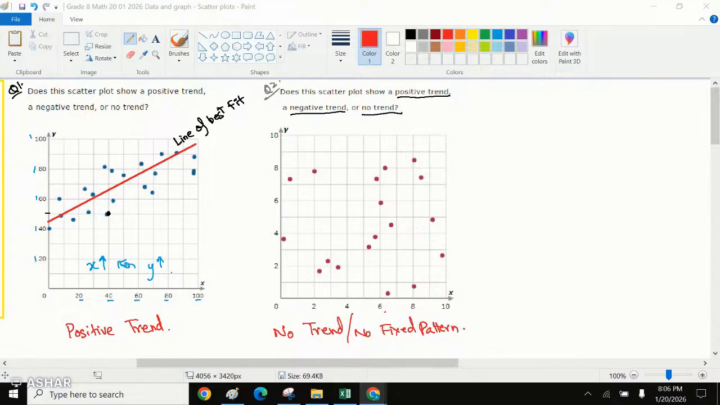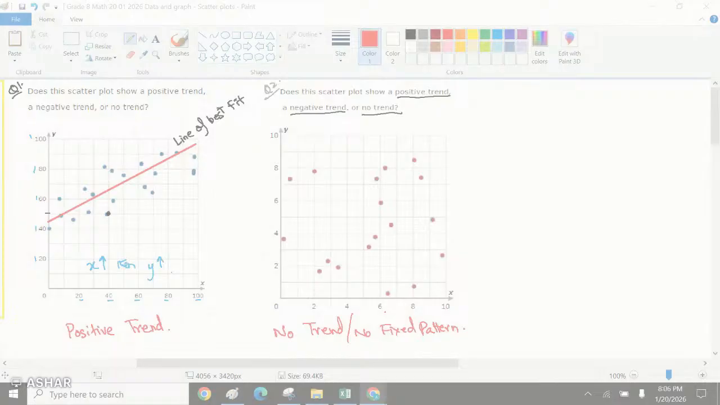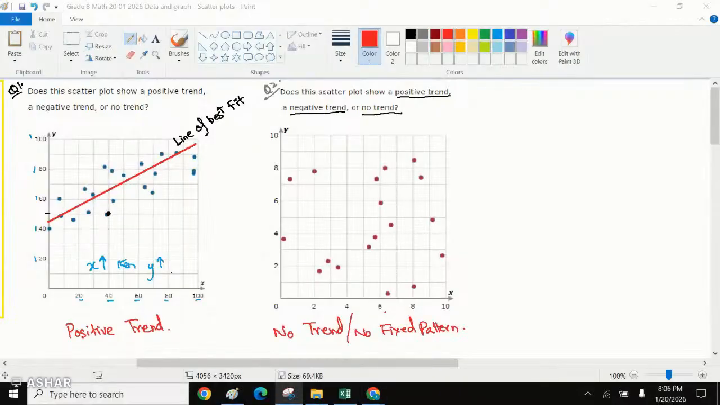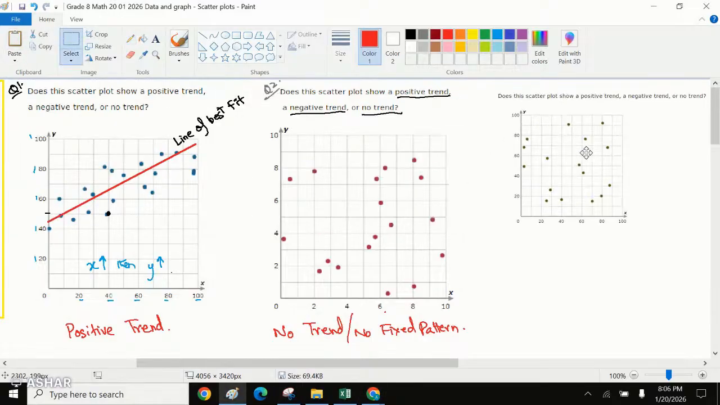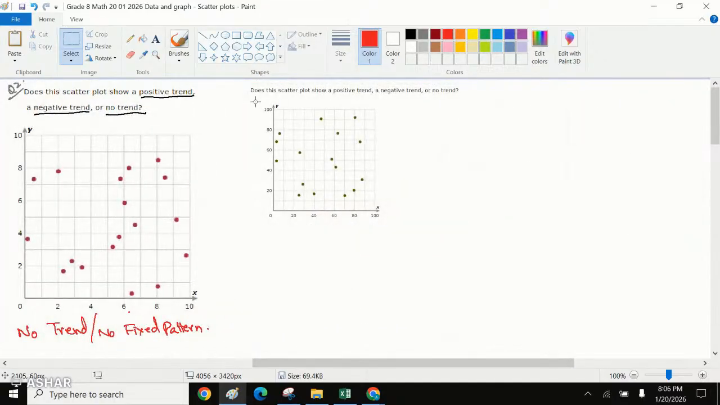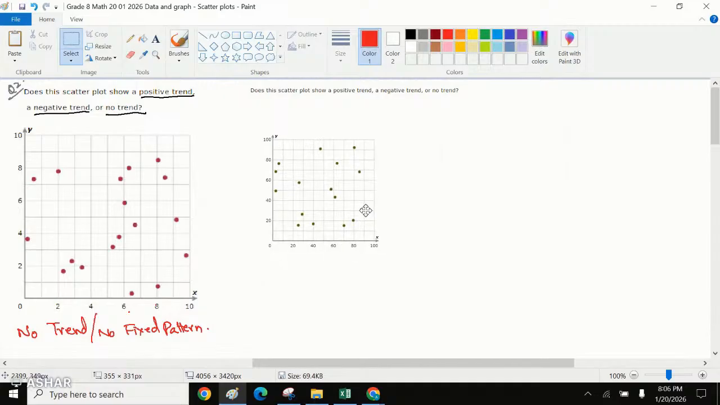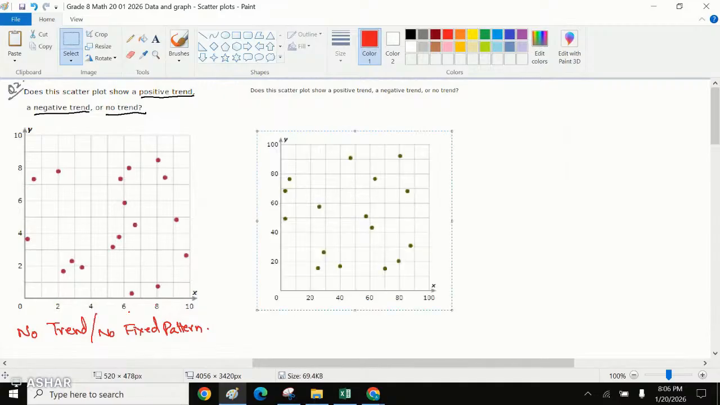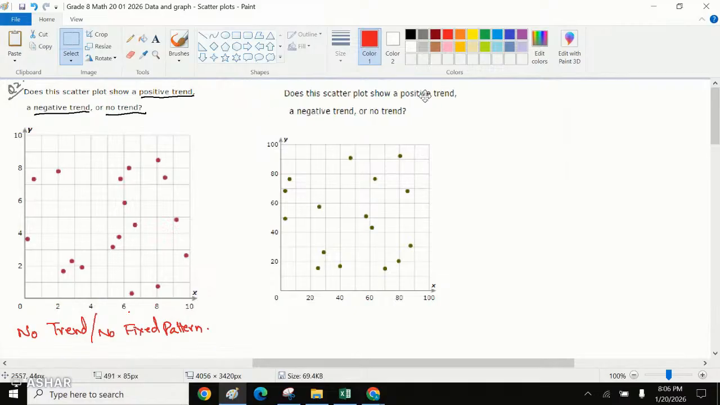Okay. So question number 3, we have another question where we need to find the trend. Question number 3 states that, this is our question number 3, and this is the trend that we have. Is it a negative trend, positive, or no trend? What can we see over here? What kind of a trend it is? What kind of a pattern it is?